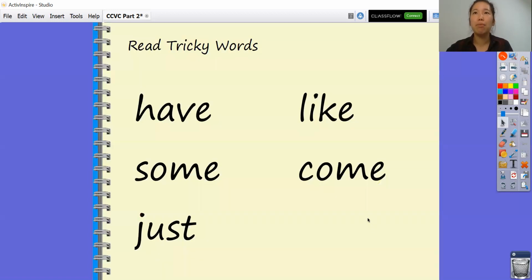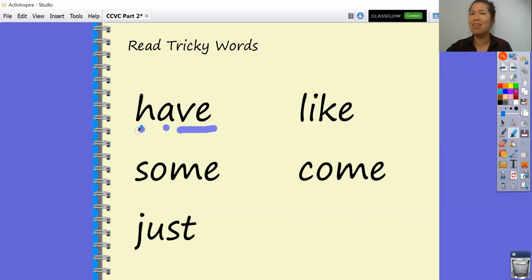All right, we're going to have a go at reading some of these tricky words. We did them yesterday. See if you can have a go and remember what the tricky bits are. I'm going to highlight the tricky bits for you. Actually, I'll do the sound buttons first and then I'll highlight the tricky bits. So we've got h-a-v. Remember, what is the tricky bit? Tell me what the tricky bit is.